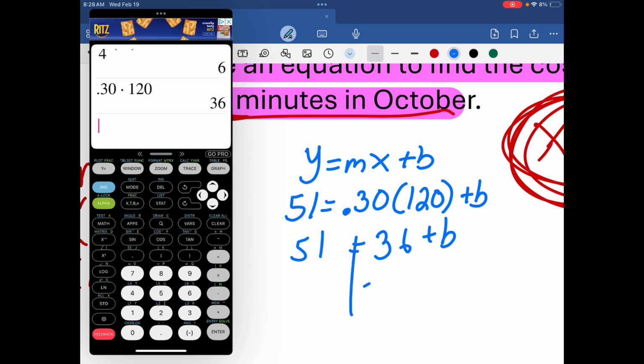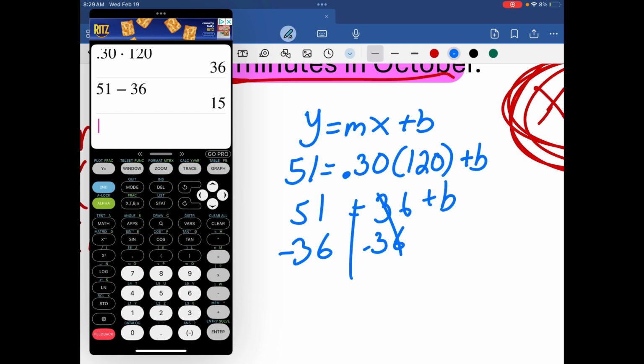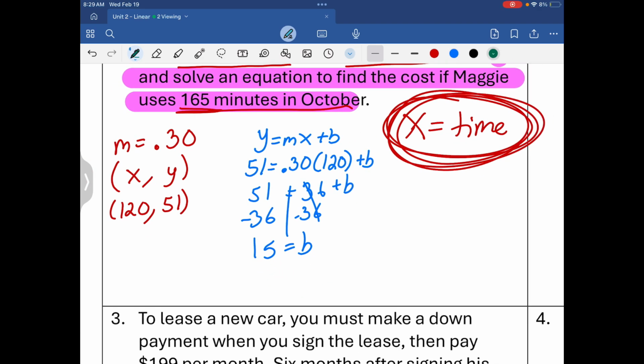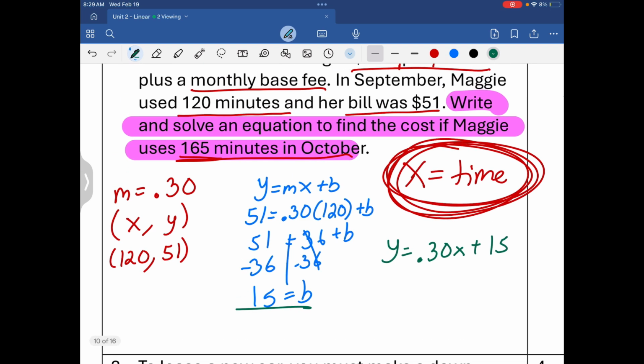Okay, now we got to do our split. Subtract 36. 51 minus 36 gives us 15 equals b. Okay, so if we rewrite our equation now, y equals, our slope was 0.30x plus, and our b, we found right there, is 15. But we have not answered the question yet.